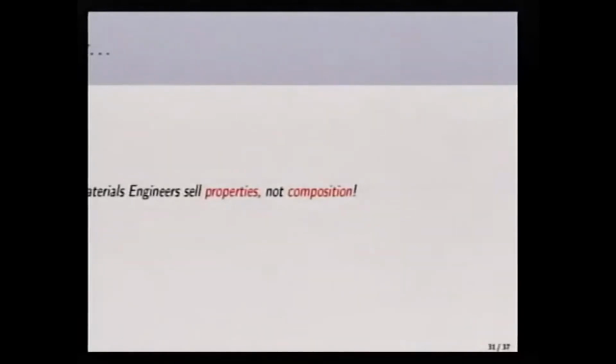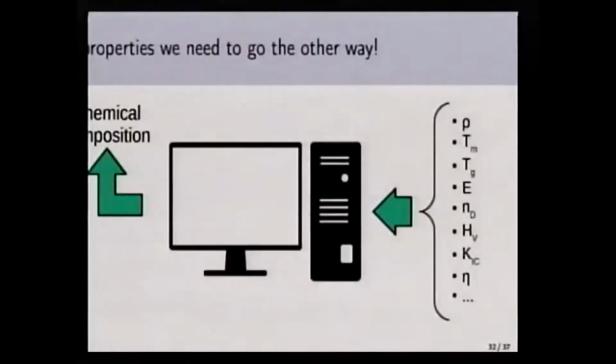So how do we sell properties? We need to go the other way. We need to tell the computer that, oh, hey, we want this set of properties. Now give me some glass that can make this. And this is what we are doing. This is an ongoing work. It's still not published, so it's still rough around the edges. But I want to show it to you.